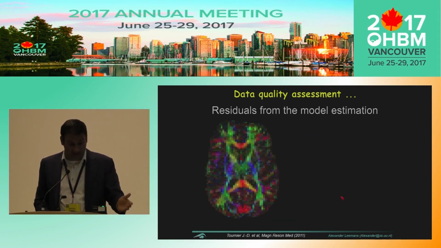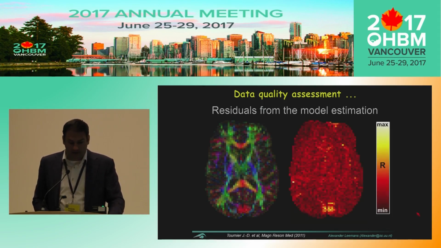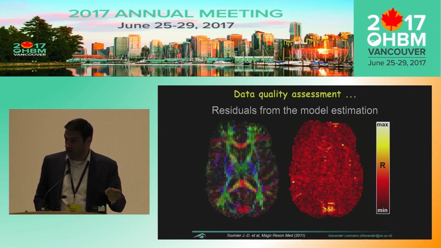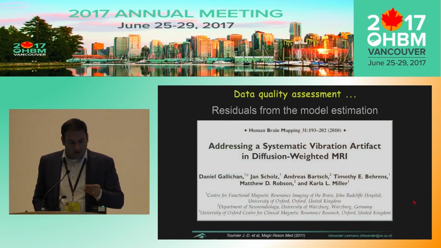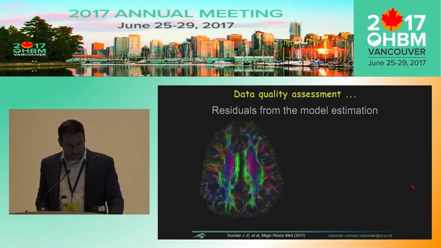So looking back at this example, there you go. That's the residual map. So you can clearly see the region highlighted over here that we've got high residuals, meaning there's a big difference between what you predict and what you actually measure. Luckily, this kind of artifact is called a vibration artifact, and luckily it can be mitigated by this tool developed by Karla Miller, so how to address this systematic vibration artifact.